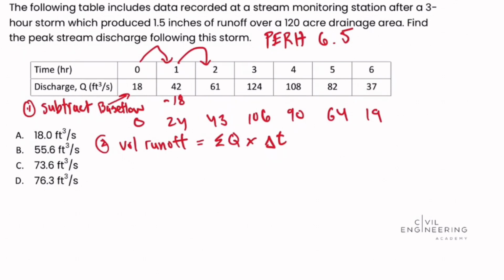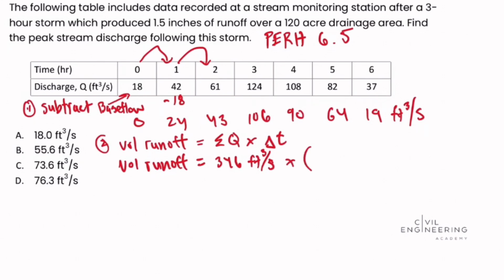So we'll plug in and solve for the volume of runoff, which equals the sum of all the discharges. If we sum up 24, 43, 106, 90, 64, and 19, all of which have units of cubic feet per second, that is 346 cubic feet per second times the time step interval.